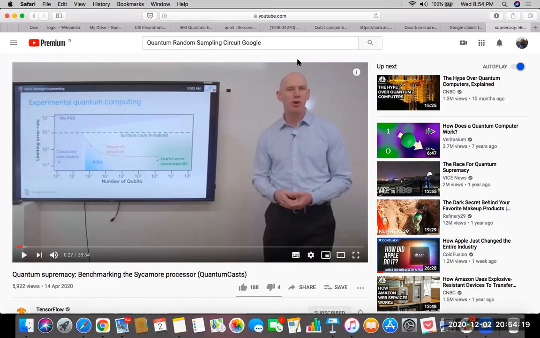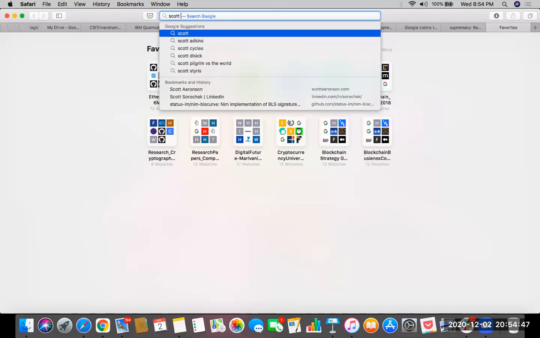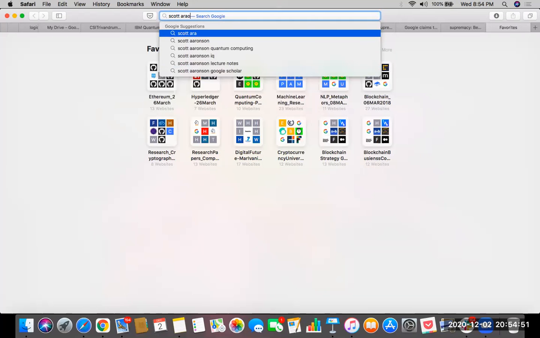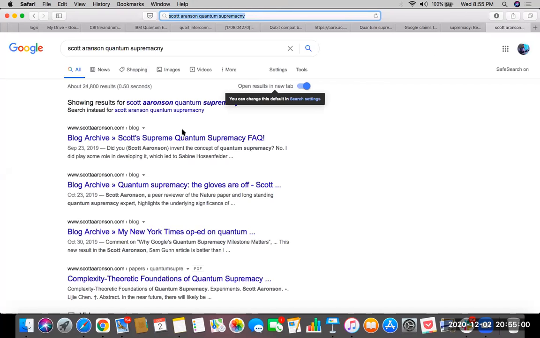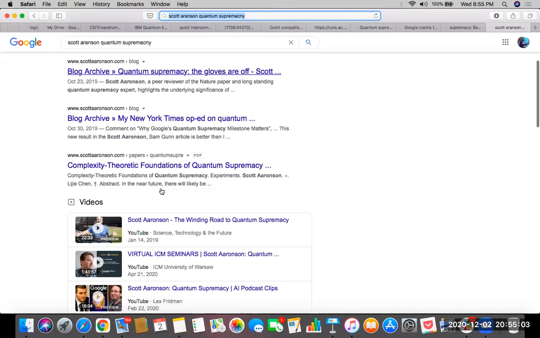What Google said was they achieved something in 300 seconds, which normally a supercomputer would take 1,000 years. But then IBM, who built that Oak Ridge supercomputer, said, no, that's not correct. This could be done by the supercomputer in 2 days. So that was the debate, and Scott Aaronson's blog on this was really popular. He has written an interesting blog post on quantum supremacy.